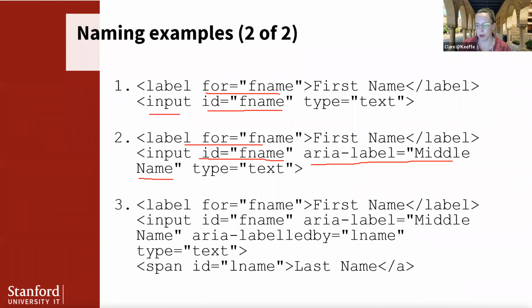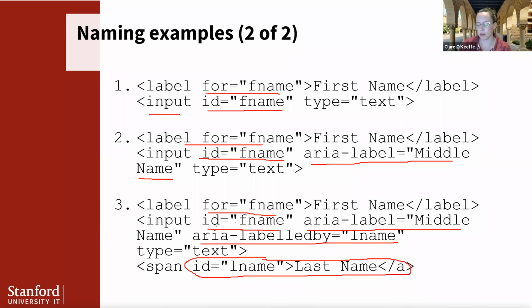And you can see where I'm going with this probably. Again, in the next one, we've got another input, same as before, properly associated label element. We've got an ARIA label of "middle name," but aria-labelledby came in to reference this span. Now this text input is going to be called "last name," not "first name," not "middle name." It's going to be "last name."